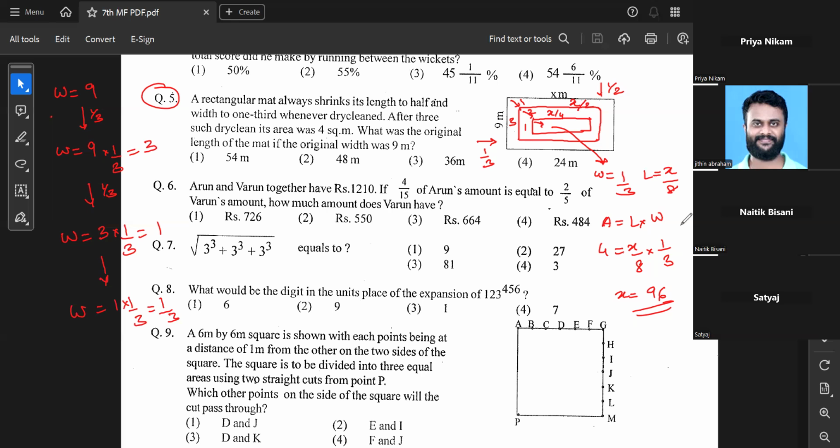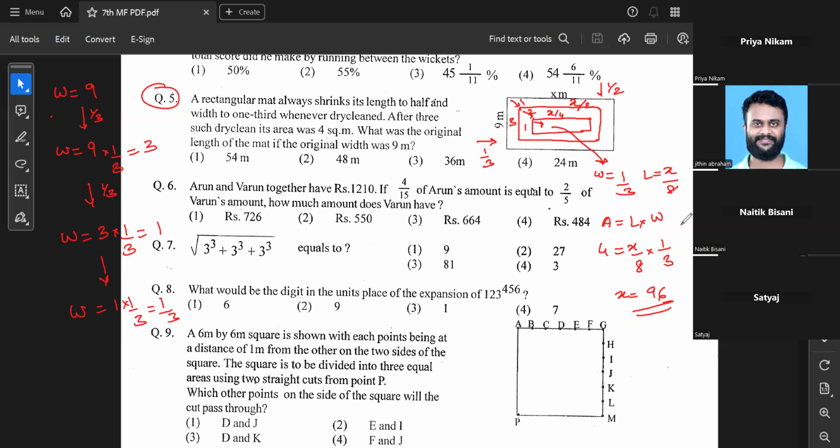Priya, you got a wrong answer because the width will be 1 not on the third dry clean, it will be 1 on the second dry clean. So you took the values of the second dry clean. The length will be 16 on the second dry clean, not the third one. Hence you got a different answer.